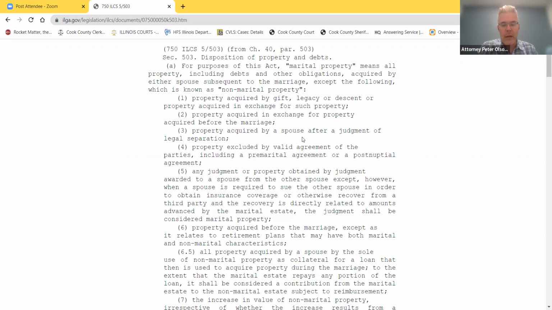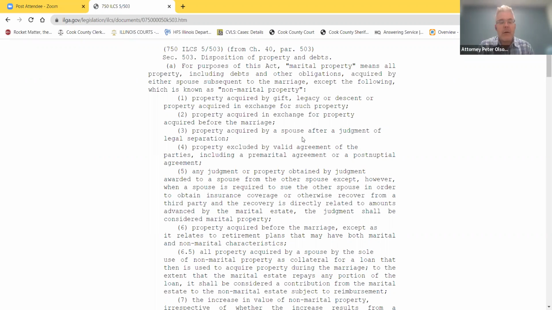Property acquired after a judgment of legal separation, that's a thing. It's actually one of the few good reasons, in my opinion, to get a legal separation. It creates a point after which anything that's acquired, your spouse is not entitled to any of it. It's non-marital property.